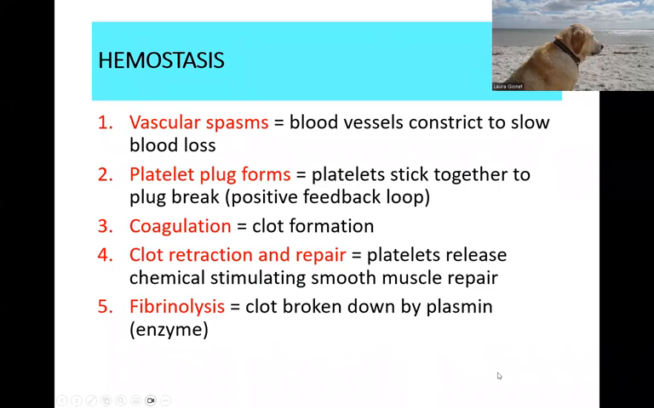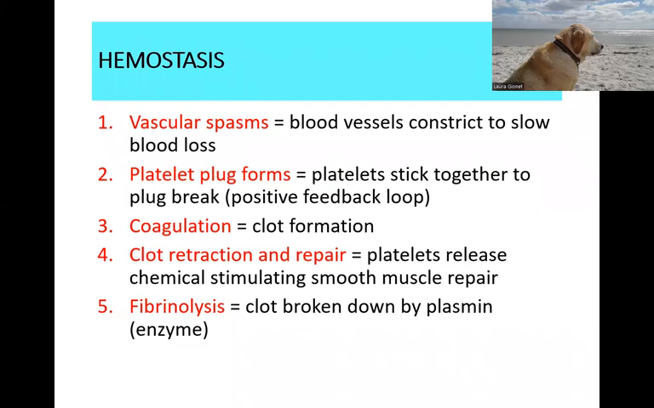Hemostasis includes these 5 stages. We start with a vascular spasm. Blood vessels constrict to slow down blood loss. So picture this: if you cut a vessel, you're losing blood. If you're hemorrhaging, you don't want to encourage more blood to go there and be lost from the cardiovascular system. So it makes sense that you're going to have a vascular spasm.